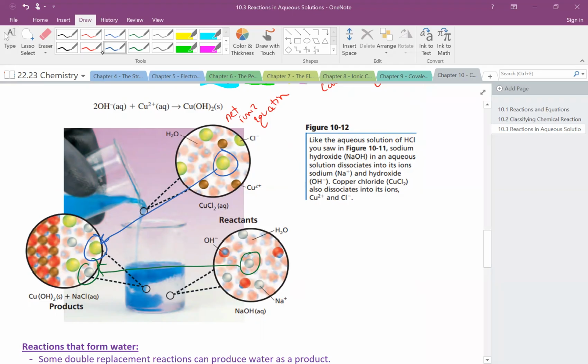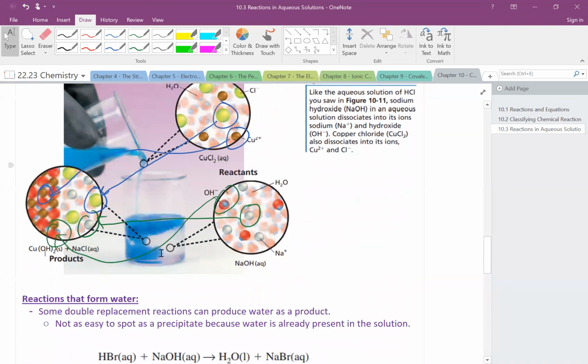If I compare that to my copper, it starts as a copper 2 plus, and it is actually going to end in a solid compound. And it's the same for my hydroxides. They start as their own individual dissolved particle, and they're going to end as part of this solid substance over here, your copper 2 hydroxide. So that's reactions that form precipitates.